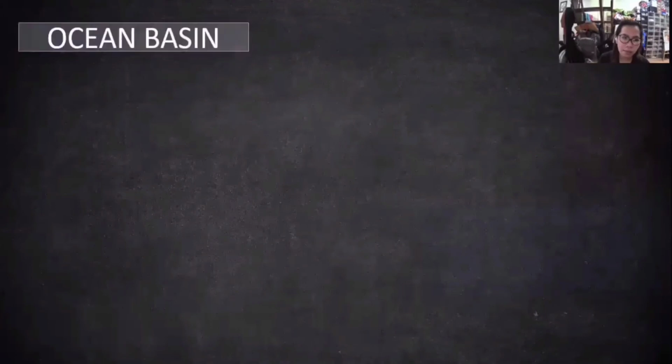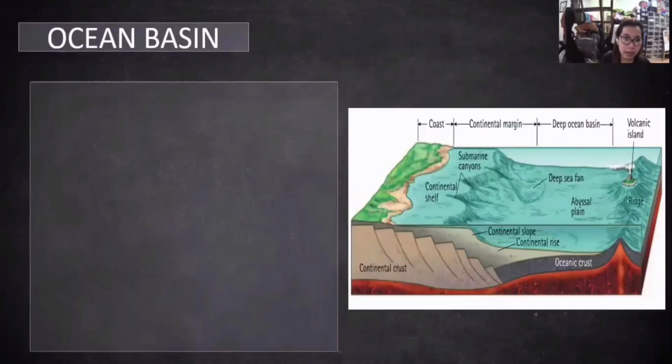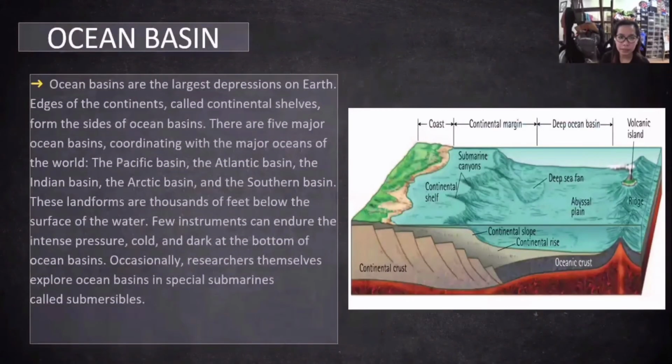The other type of basin is the ocean basin. Ocean basins are the largest depressions on Earth. The edges of the continents, called continental shelves, form the sides of ocean basins.